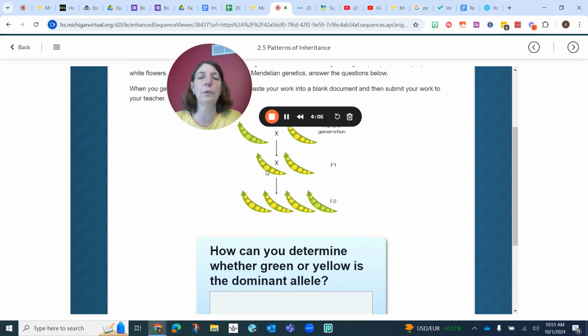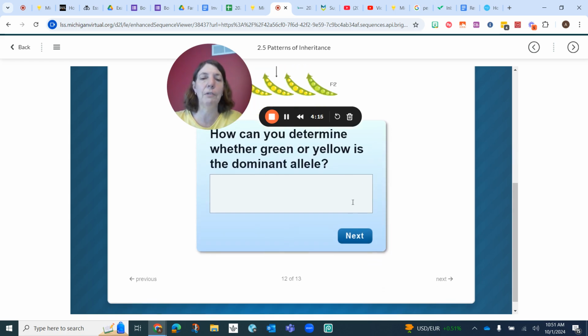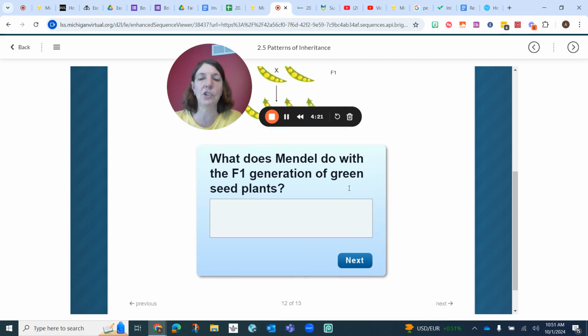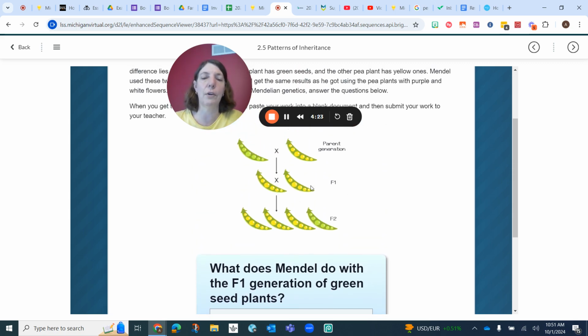And then finally, how can you determine whether green or yellow is the dominant allele? I think it's pretty obvious as you go through this one when you have green and yellow here, and then in the progeny for the first cross-pollination, it's only yellow. You can determine that. And then what does Mendel do with the first generation of green seed plants? Okay, so these are not green seed plants. As you can see in the first generation, it's actually all yellow seed plants.